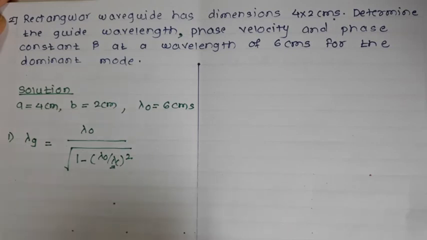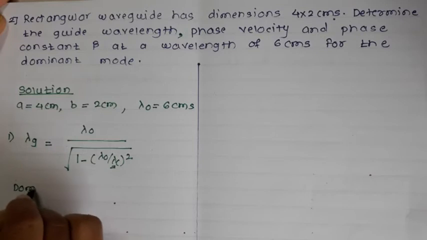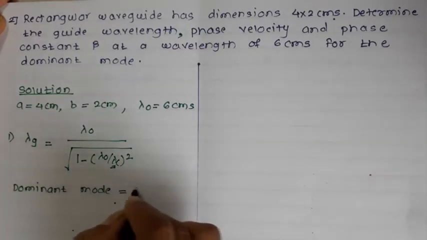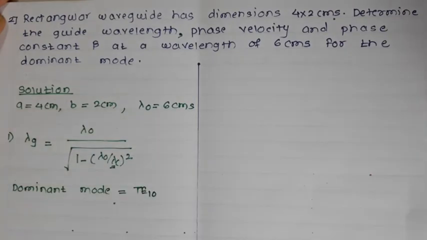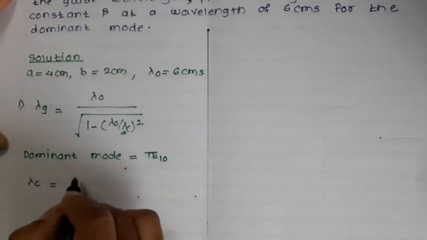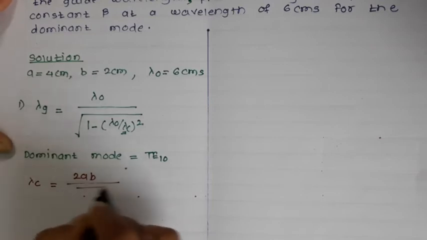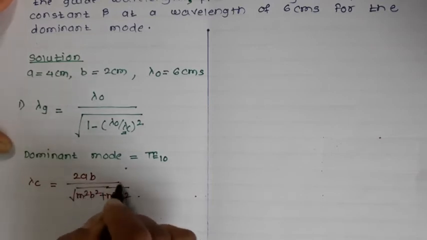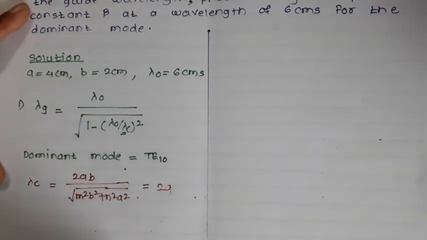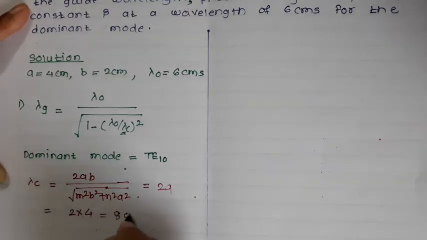Now here they have given the dominant mode. So if they are giving you the dominant mode, our dominant mode is TE10. Okay? So for dominant mode, how are we going to calculate the cutoff wavelength? So lambda c is equal to 2ab divided by square root of m square b square plus n square a square. So here I'll get 2a because I'll put all these things over there. Now I know a, so a is 4 centimeter. 2 into 4, I'll get lambda c as 8 centimeter.